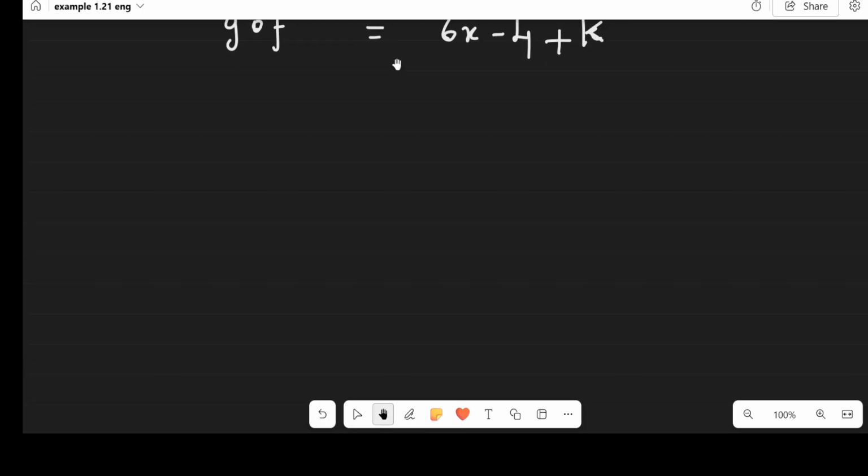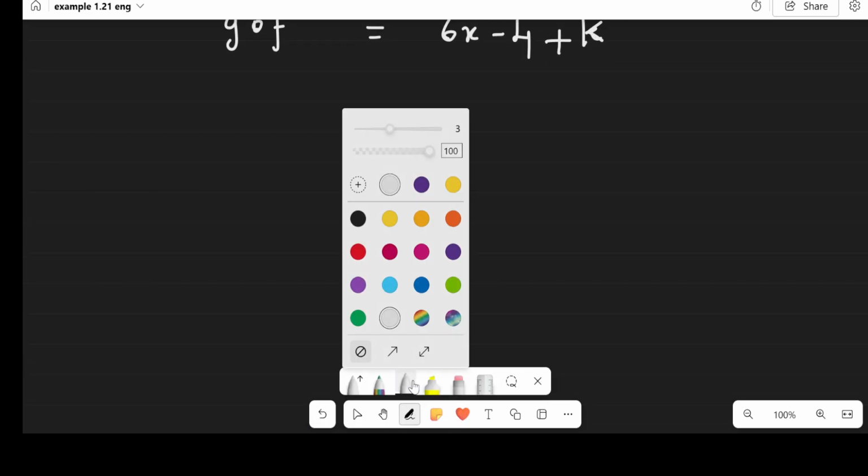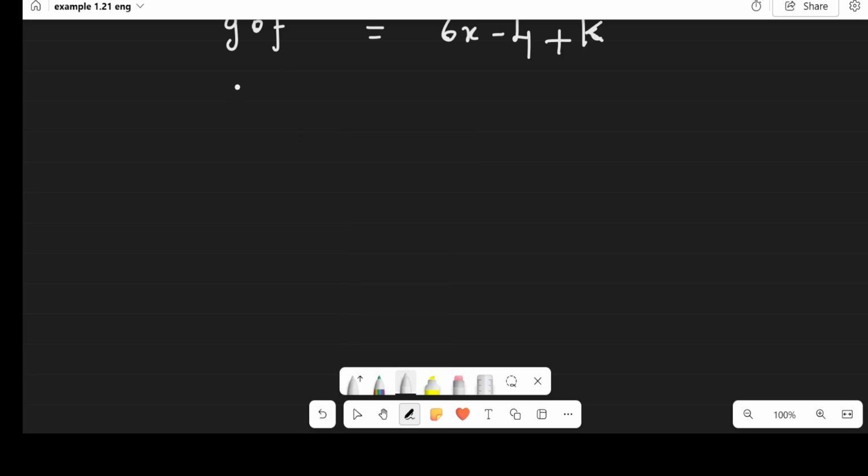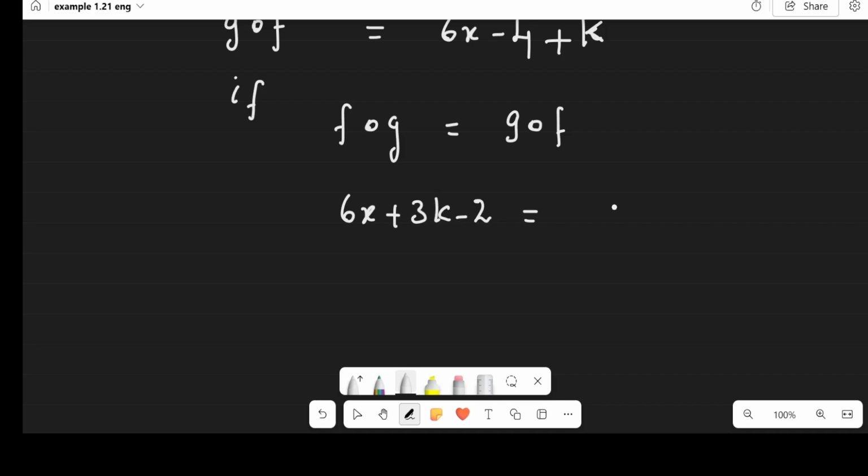So what is given in the question? If f of g equal g of f, then how can we write the next step? Next step would be like we need to write the answer of f of g, what we have gotten, right. 6x plus 3k minus 2 is equal to the g of f value, which is 6x minus 4 plus k.